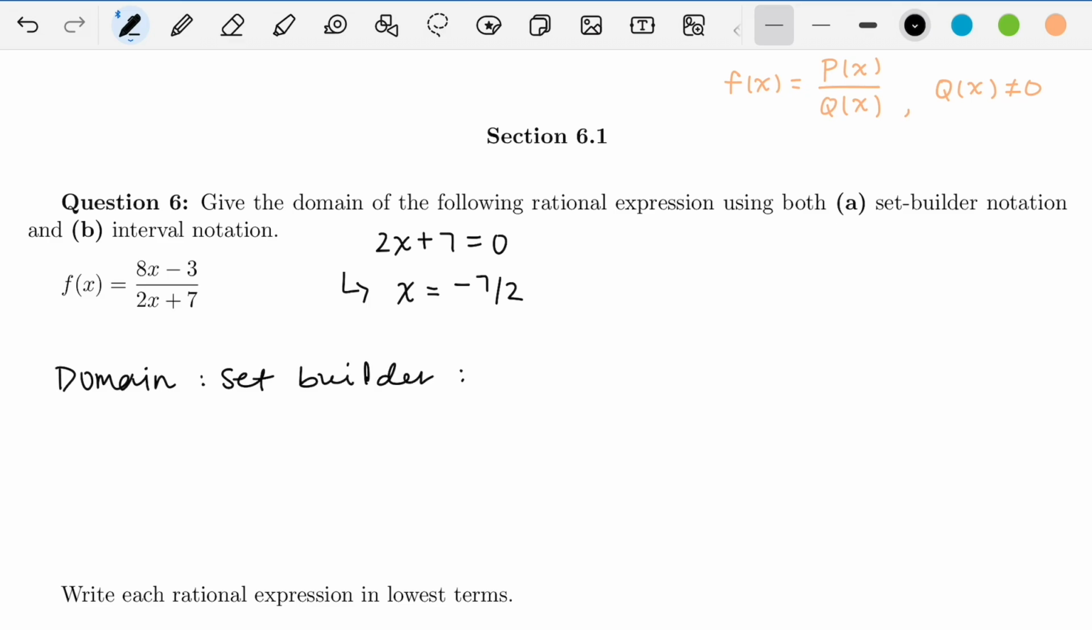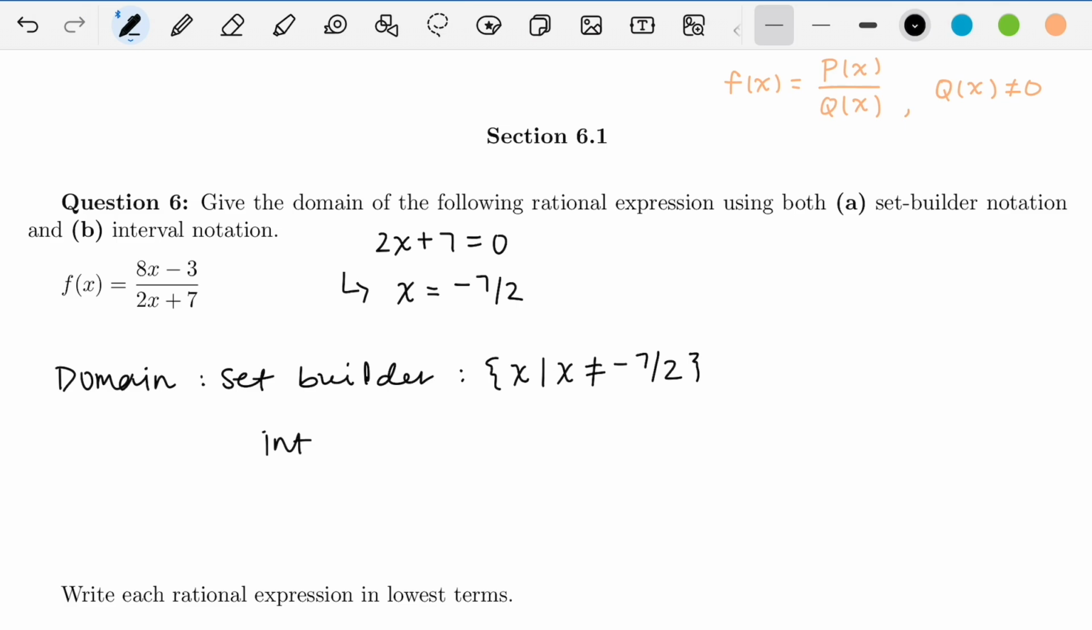we're using set notation here, so we're going to start with our brackets, and we're saying all x values such that, so that line there represents such that, our x values are not going to be equal to minus 7 over 2. So that's how we would express our domain for this problem in set builder notation.